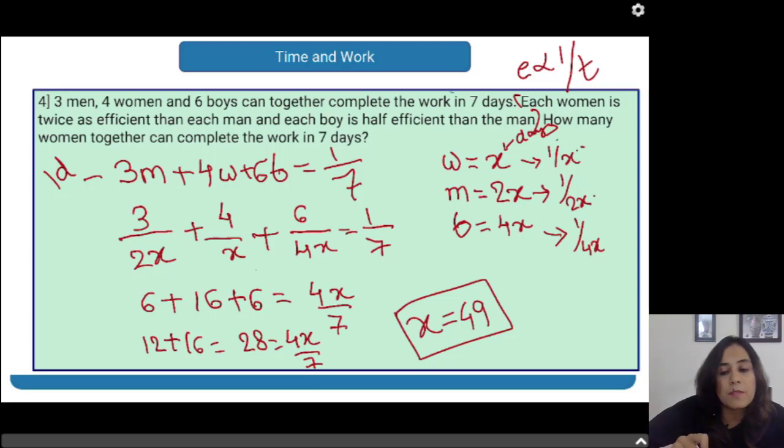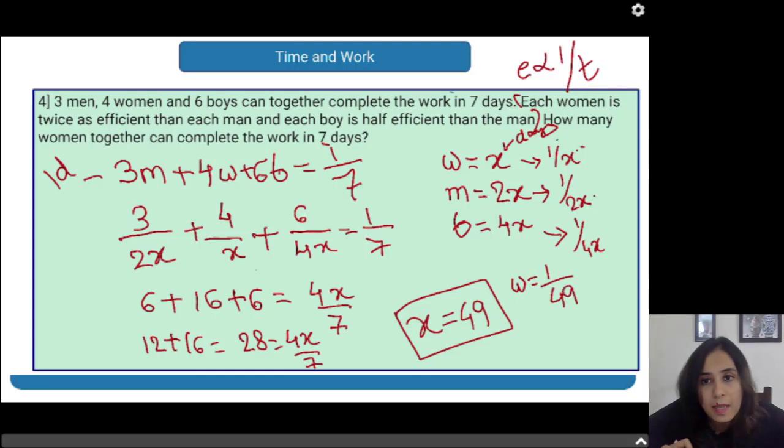Now we have that the woman needs to complete the job in 7 days. So one woman is taking 49 days to complete the job, which means that one woman is going to do 1/49th of the job in one day, correct? But here we already have 7 days. The job needs to be completed in 7 days. So let us assume that we require X women to complete that particular job in 7 days.